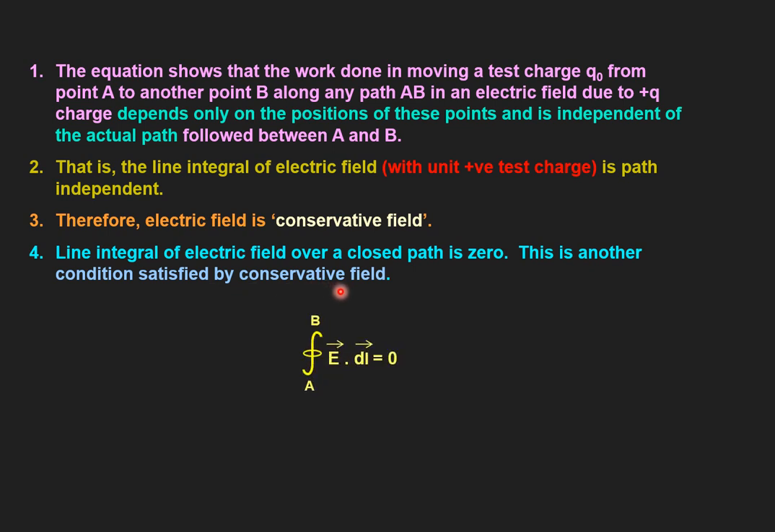So mathematically speaking, we can write that the closed-path integral of E dot dl vector will be equal to what? It will be 0. So E dot dl over a closed path will be simply 0. This is the property of so-called conservative fields or forces.